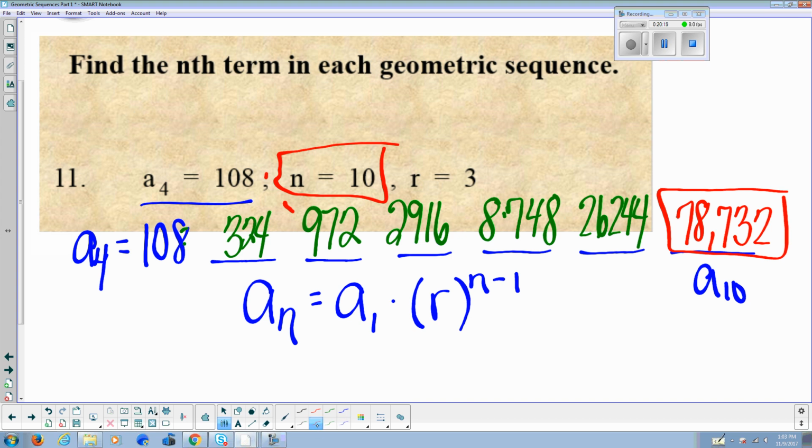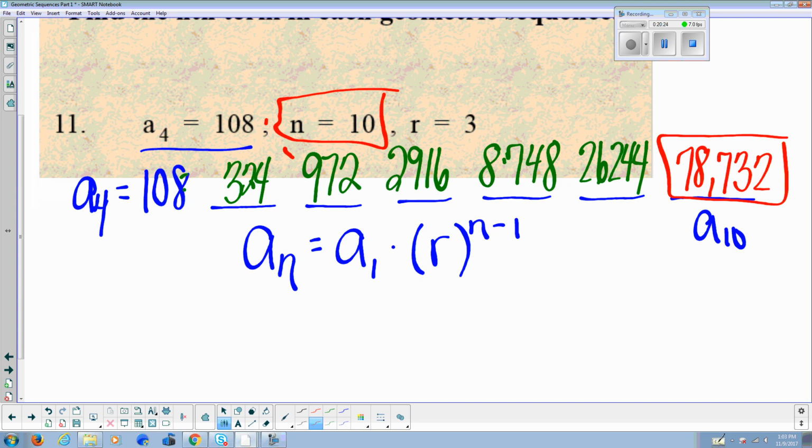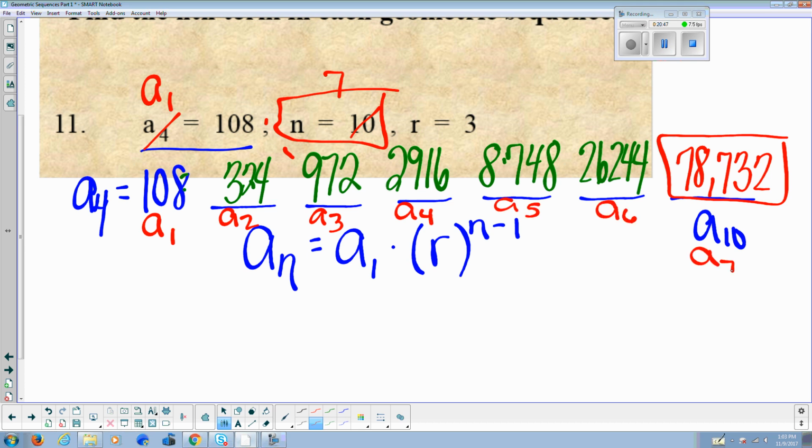A1 was not given in this example, but I would consider this A4 to be A1. And if I subtracted 3 from that, this would be equivalent to finding the 7th term. So this would be like A1, A2, A3, A4, A5, A6, A7. So it would be equivalent to finding the 7th term. So see, I subtracted 3 from 4, I subtract 3 from 10 and find the 7th term.